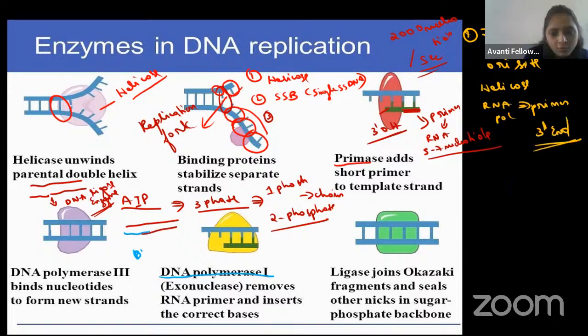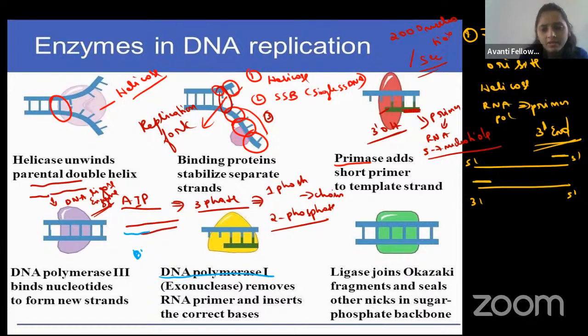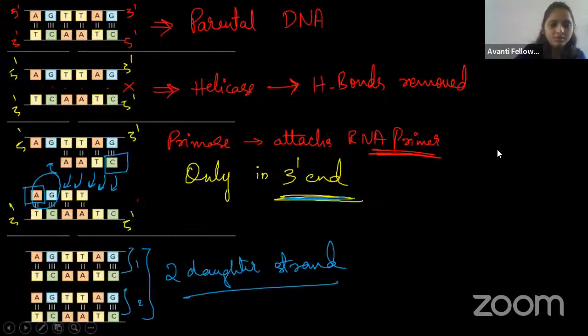So for example, if you take the DNA, it is 5' to 3'. This is 3' to 5'. So near the 3', the RNA primer is going to be synthesized, right, guys? So the DNA polymerase will synthesize the DNA in the 5' to 3' direction. Always remember, DNA polymerase always works in the 5' to 3' direction. Okay, fine. So this is what we have studied.